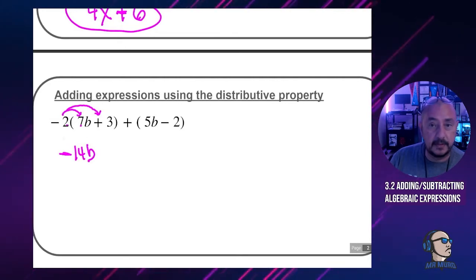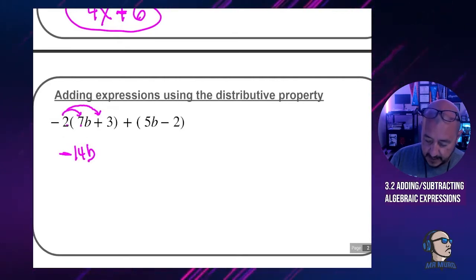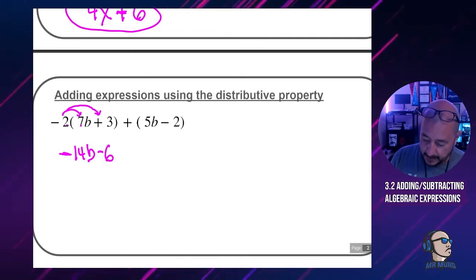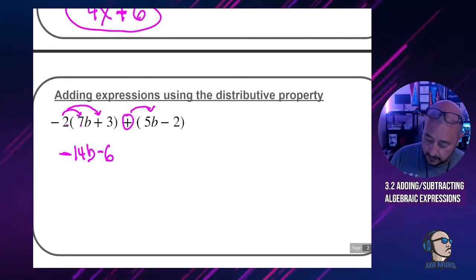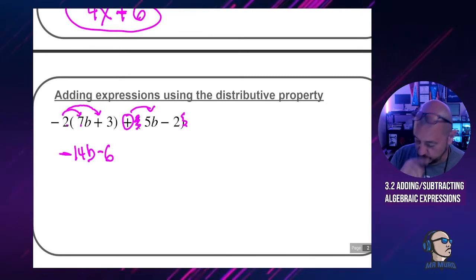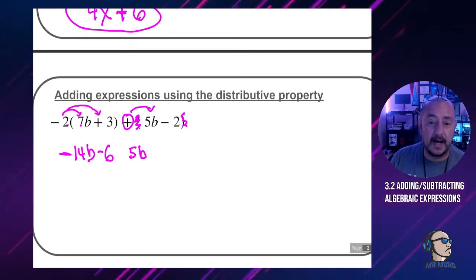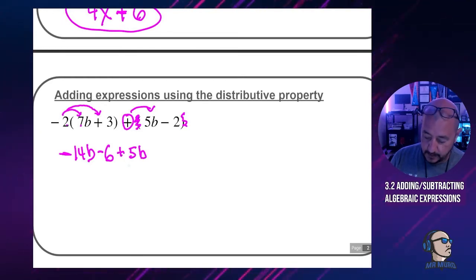And then I repeat the process. Negative times a positive gives me a negative, and then 2 times 3 gives me 6. Now, since I have a positive here, this will not affect anything in here. Therefore, I can get rid of those parentheses. I do have a 5b, which is technically a positive, so I write positive 5b and a negative 2.